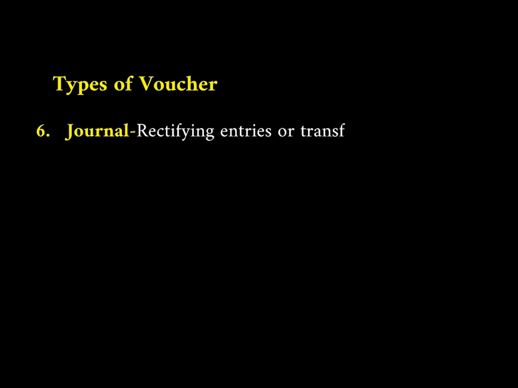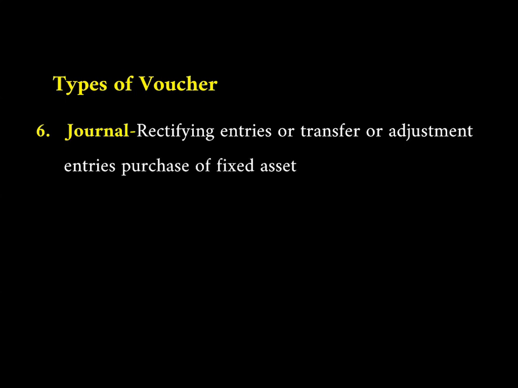Next voucher is journal voucher. It rectifies the entry or transfer of adjustment entries, purchase of fixed asset on credit. Means here there is no business of cash. Here the cash will not go out or cash will not come into the business, but it is an adjustment entry in your account. That time only you are going to make a journal voucher for the adjustment.